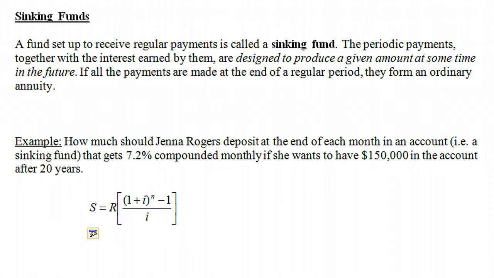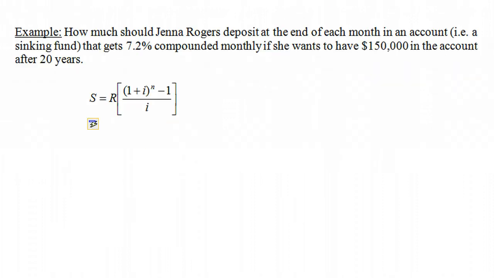A fund set up to receive regular payments is called a sinking fund. The periodic payments, together with the interest earned by them, are designed to produce a given amount at some time in the future. If all the payments are made at the end of a regular period, they form an ordinary annuity. So essentially a sinking fund is just an ordinary annuity, but the idea is you want to have a certain amount of money at some point in the future. So you set up this fund so it's designed to have that amount in the future. Okay, so let's do an example.